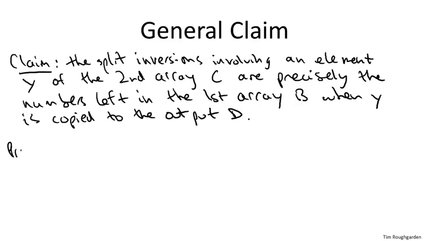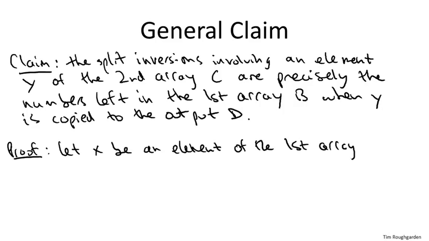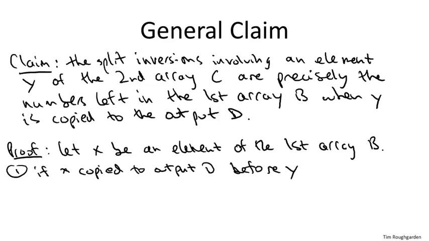Well, it's quite simple. Let's just zoom in and fixate on a particular element X that belongs to that first half of the array, that's amongst the first half of the elements. And let's just examine which Y's, so which elements of the second half of the original input array, are involved in split inversions with X. So there are two cases, depending on whether X is copied over into the output array D before or after Y. Now, if X is copied to the output before Y, well then since the output's in sorted order, it means X has got to be less than Y, so there's not going to be any split inversion.